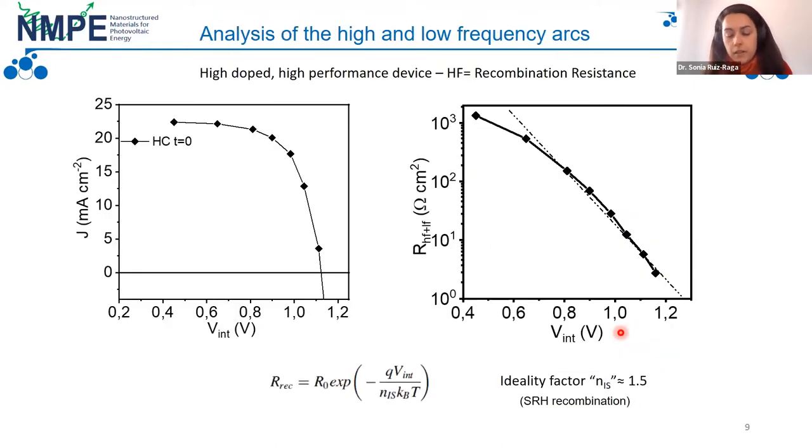So now, analyzing the other resistances extracted from impedance, we see that the high frequency resistance is usually related to the recombination resistance inside the device. As you approach the VOC, your recombination increases, and also the resistance decreases exponentially. This is something clear and understood in all the high performing solar cells.